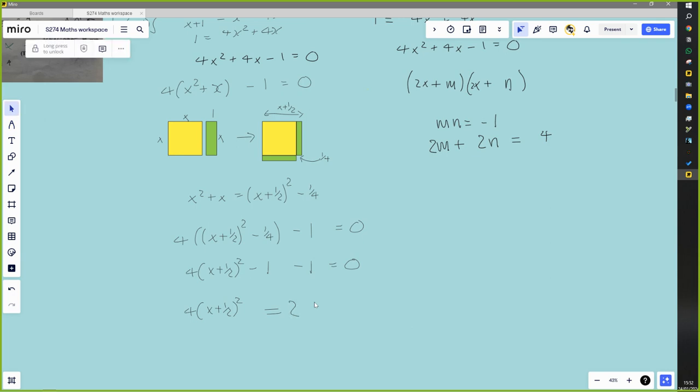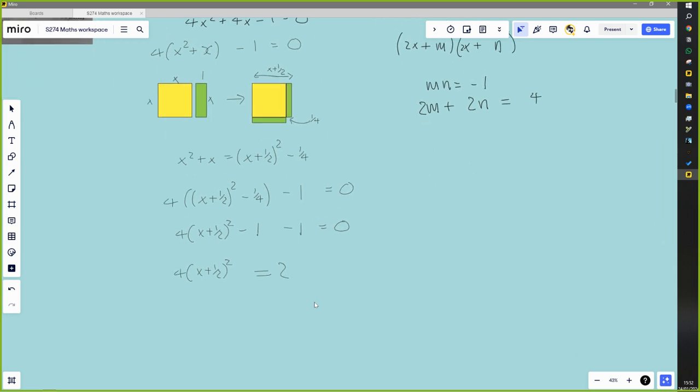Next, I'm going to divide both sides by 4. I still feel confident that we're on the right track. So we end up with this is equal to 1/2.